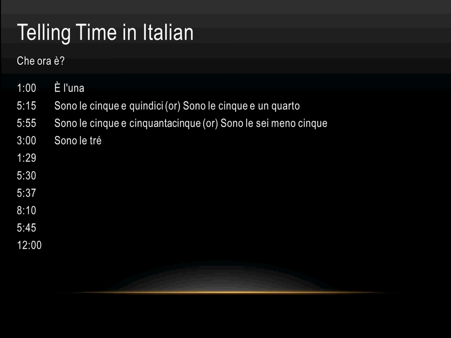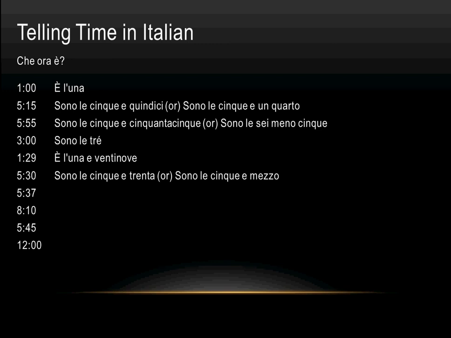What if it's 1:29? "È l'una e 29." "È l'una e 29." It's 1:29. Okay, what if it's 5:30? There's another one with options. You could say "sono le 5 e 30," or "sono le 5 e mezzo." Could you also say "sono le 6 meno 30?"